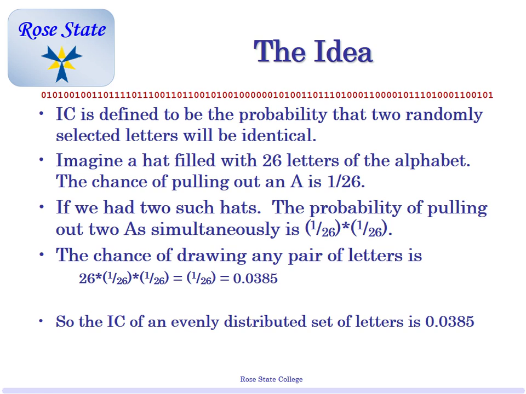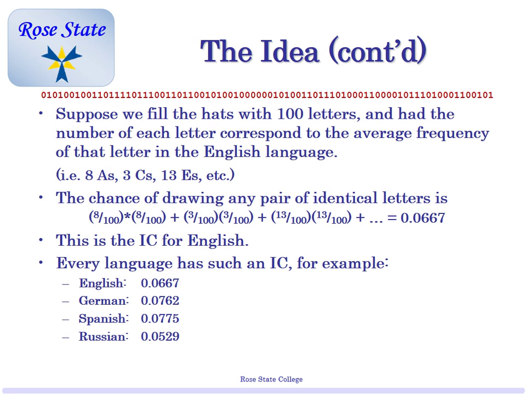That's not the English alphabet. Okay? So this is based on an evenly distributed set. Remember, English is 0.0667, but it's not random. Remember how we have more E's than other stuff. So on an evenly distributed group of letters, it would be 0.0385. Y'all see that? You're going to need to know that in a couple weeks. I even highlighted or underlined it. Okay, so suppose we have a bunch of hats. If we have 8 A's, 3 C's, 13 E's, and so on and so forth, like the English language, that's how we get 0.0667.